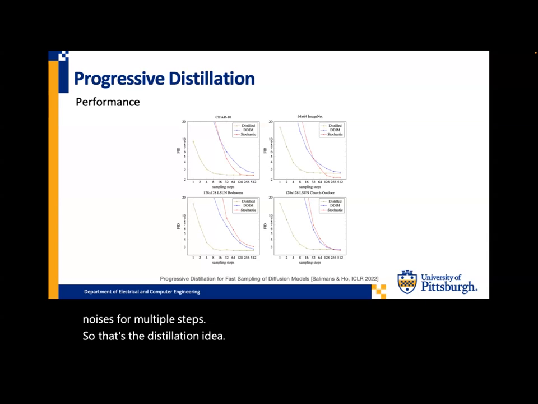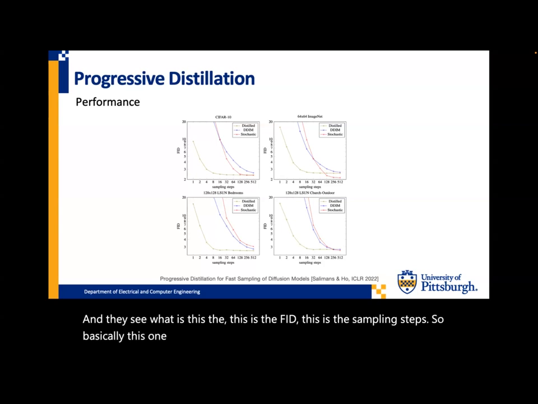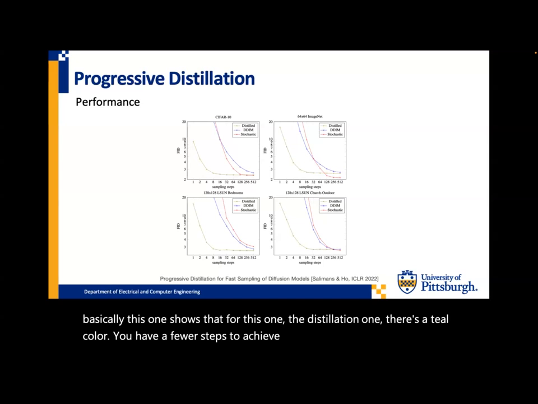And they see, what is this? This is the FID. This is the sampling steps. So this one shows that for the distillation one, this teal color, you have fewer steps to achieve a smaller FID. Okay.